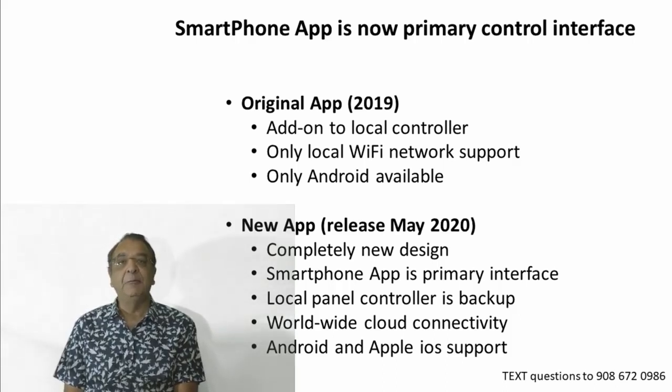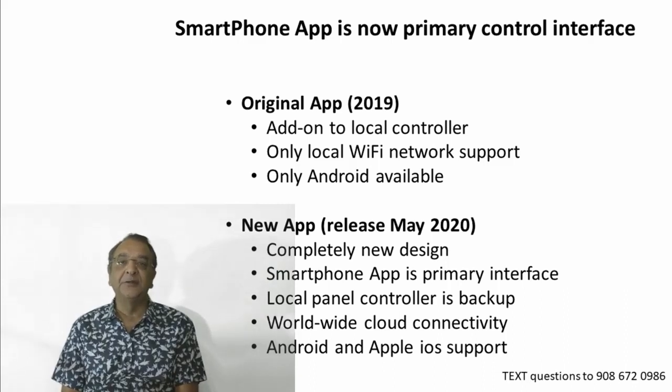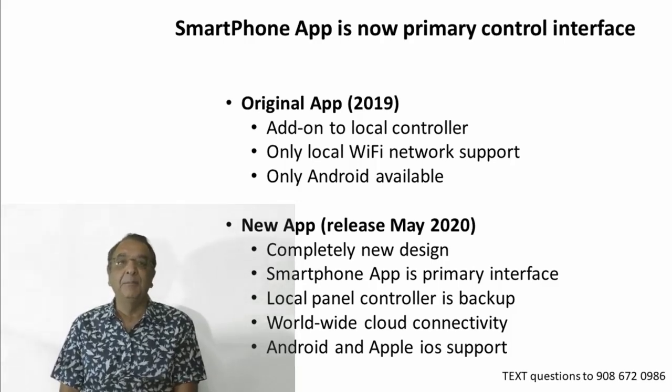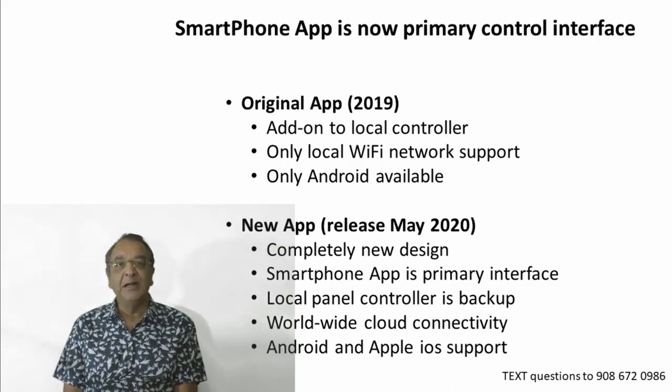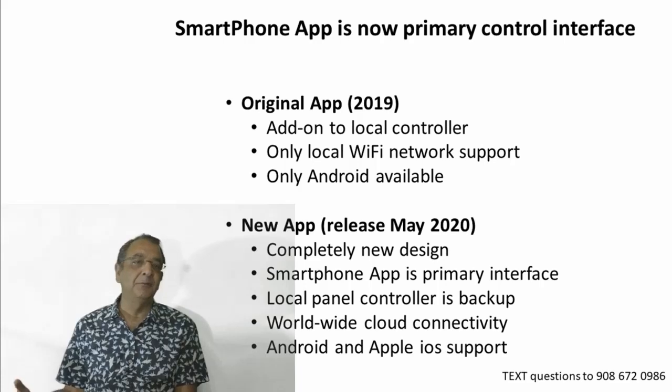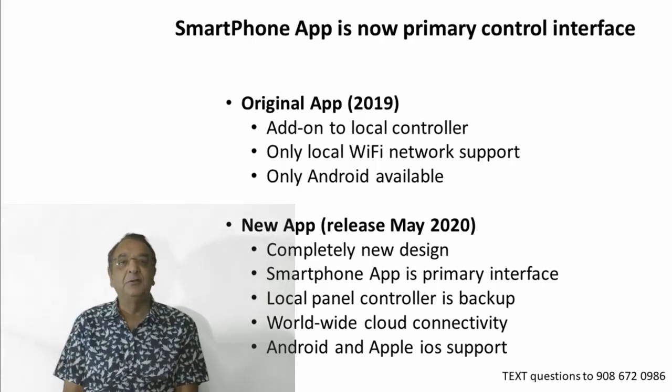With this change, the smartphone app is now the primary control interface. In the original app, which we brought out last year, we first designed the controller that's in the panel, and we're going to call that the local controller for terminology. And the app was an add-on, so you could control the local controller from the app. It was quite sexy looking, but it had major limitations. Many people complained that only local Wi-Fi was possible. In other words, you had to be on the same local network. So if you drove away from your winery, then obviously you couldn't connect to it. And that really limited the usefulness.